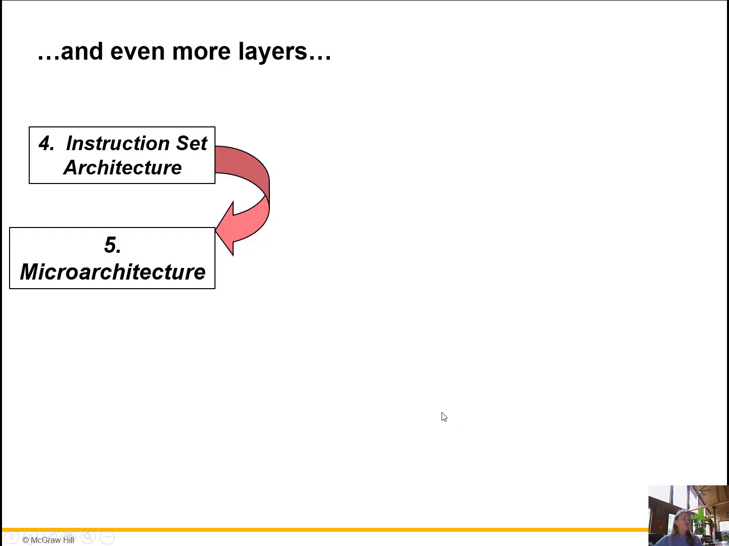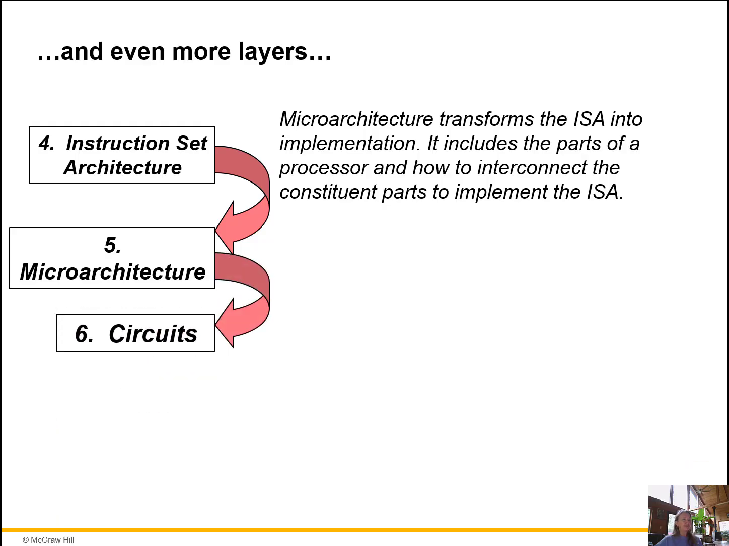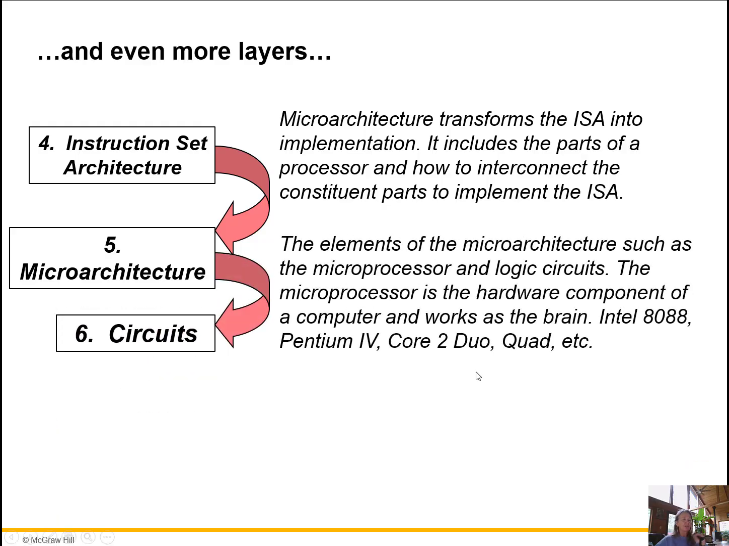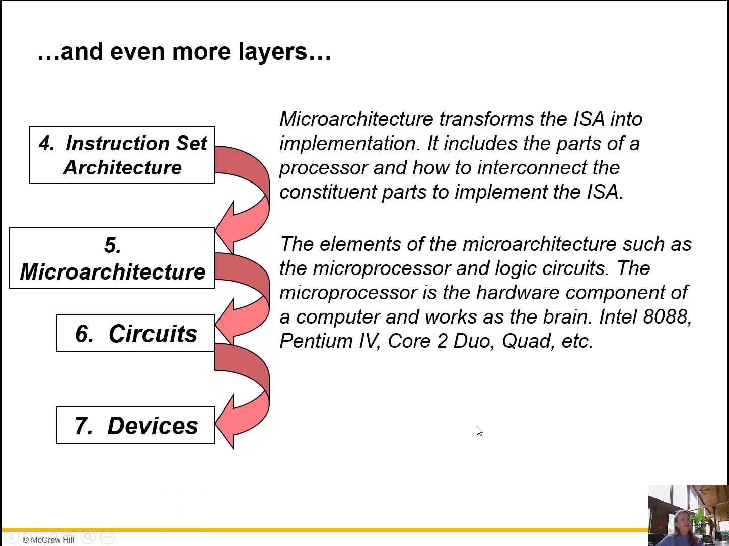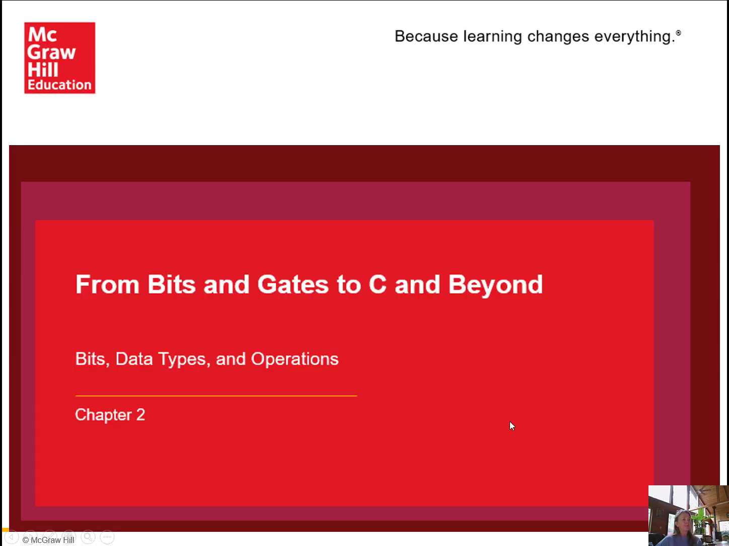So we just did the instruction set, so let's look at the microarchitecture. What that actually does is it transforms your instructions into implementation. It makes it roll throughout. It moves the circuitry, moves the voltage through our circuits. And then our circuits are these logic circuits that we use, whatever these transistors happen to be, or microprocessors, and our devices, the particular type of transistors that we use.